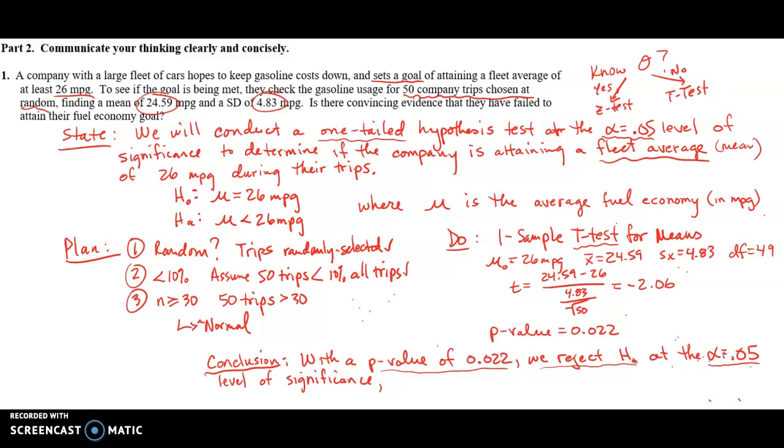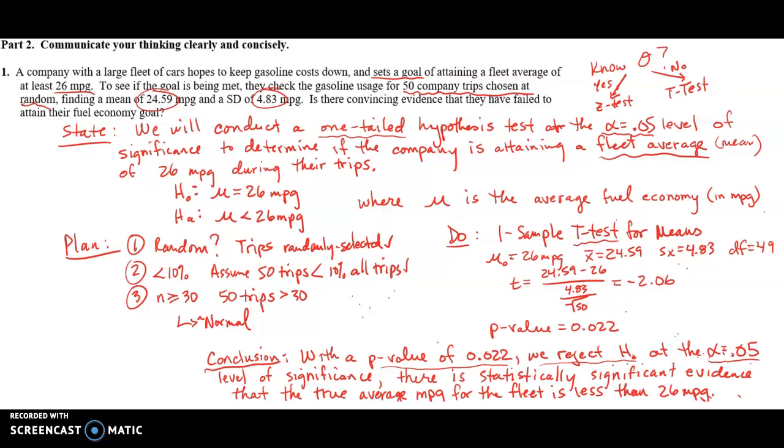The next thing that we need to do is tell, within the context of the problem, what that decision means. What that decision means is this: there is statistically significant evidence that the true average miles per gallon for the fleet is less than 26 miles per gallon. Again, we go through this process as state, plan, do, conclude, make sure that we include the important relevant information, and do most everything within the context of the problem.